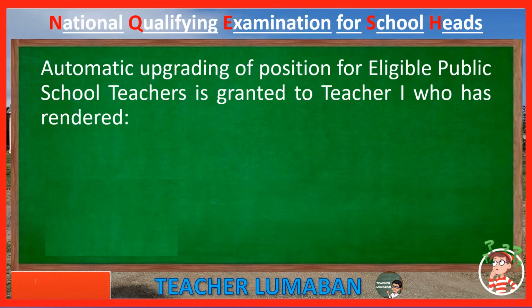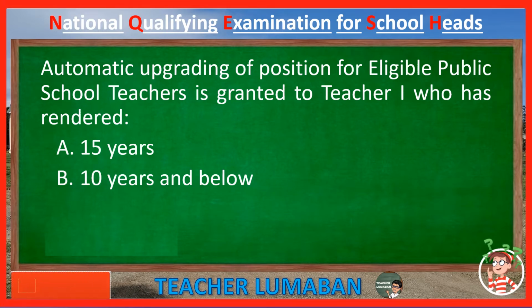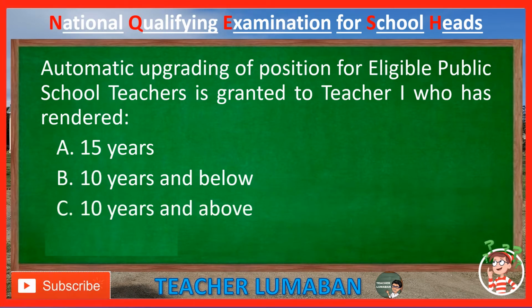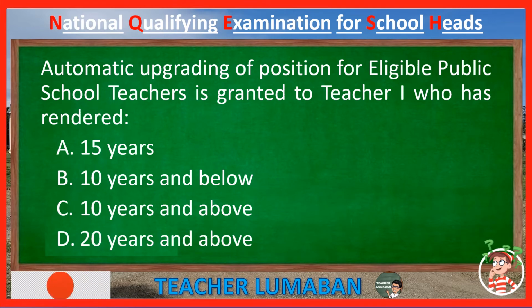Automatic upgrading of position for eligible public school teachers is granted to Teacher 1 who has rendered. Letter A, 15 years. Letter B, 10 years and below. Letter C, 10 years and above. Letter D, 20 years and above. Choose the suitable answer based on the given choices in 5 seconds.